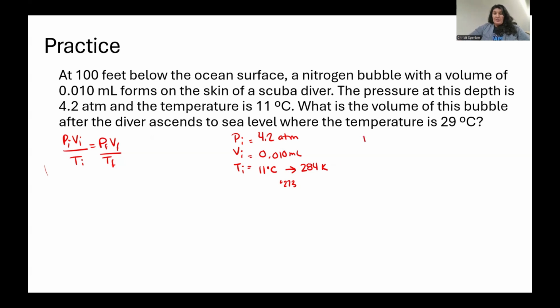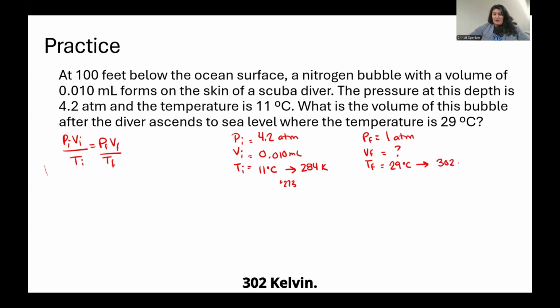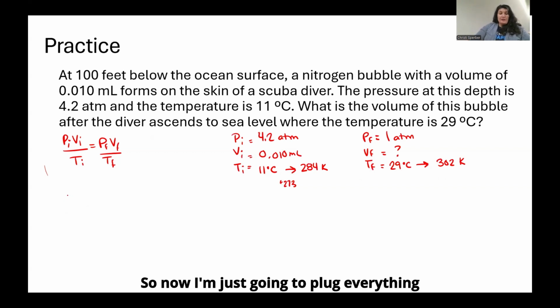Now I want my final pressure, volume, and temperature. My final pressure, it says ascends to sea level. Sea level is 1 atmosphere. We want to know our final volume, and our final temperature is 29 degrees Celsius. In Kelvin, this is 302 Kelvin. So now I'm just going to plug everything into my equation.